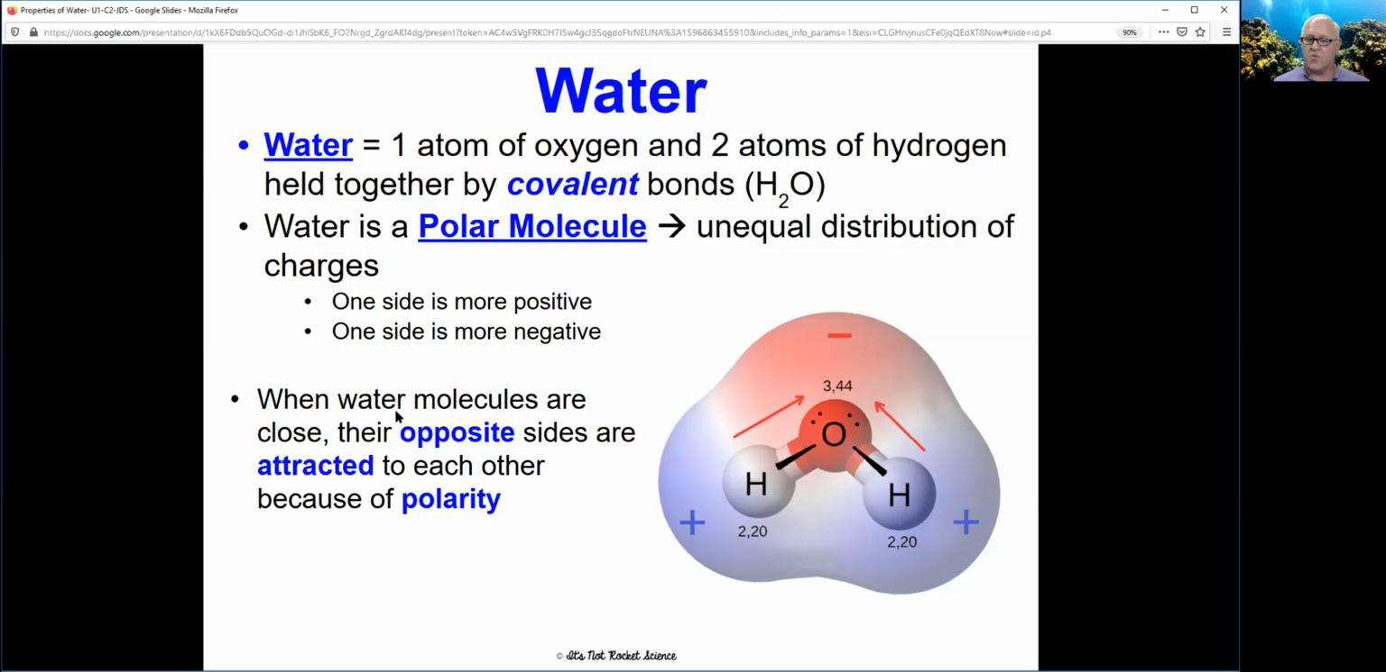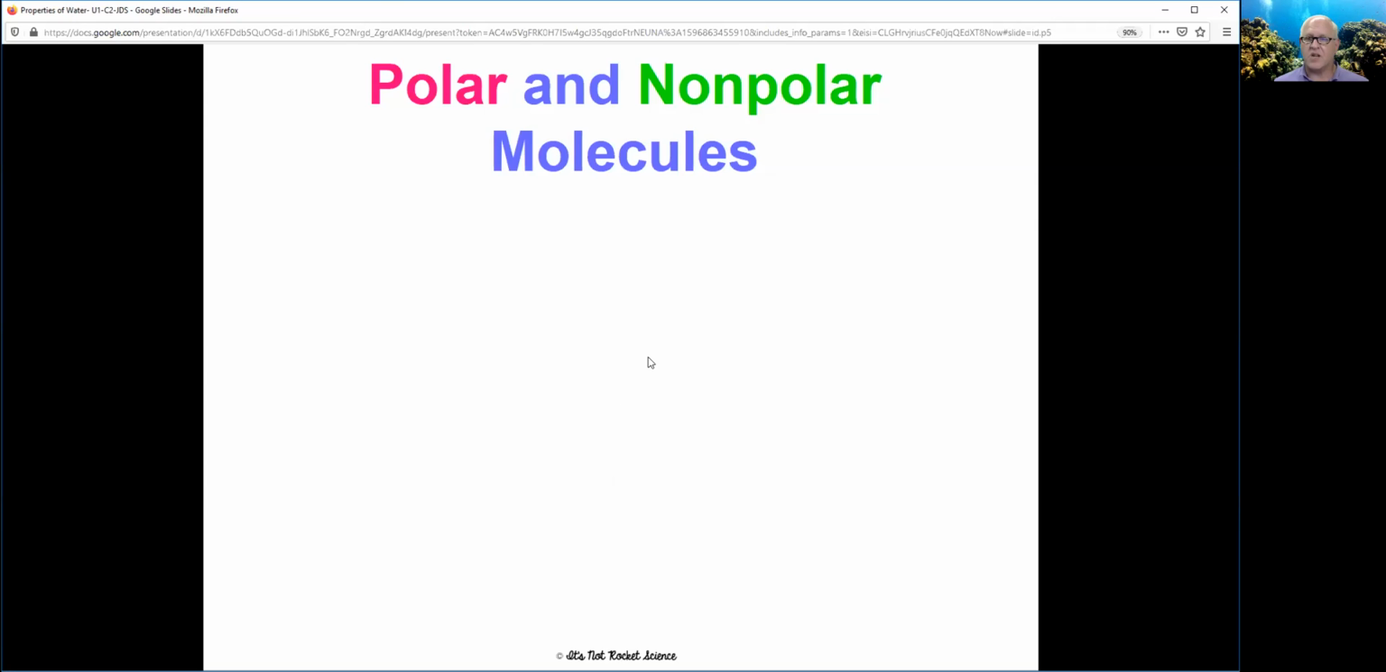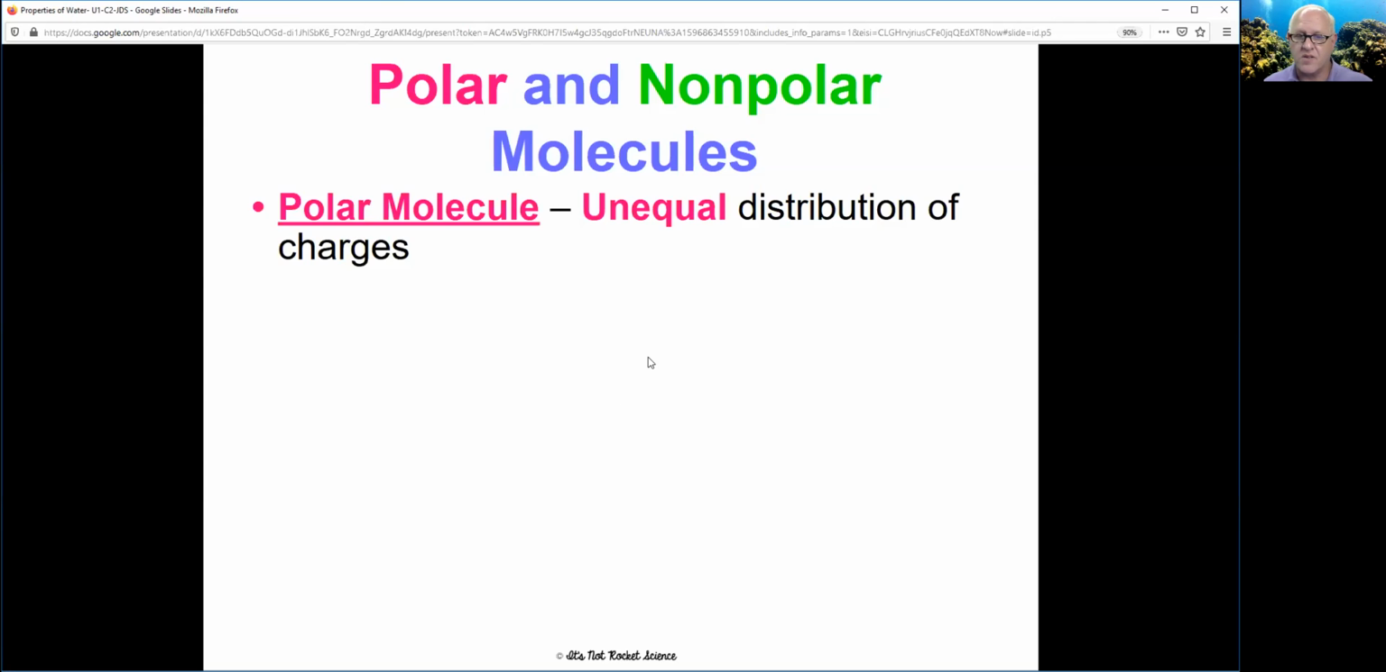So when water molecules are close, their opposite sides are attracted to each other because of polarity. This attraction between water molecules is responsible for most of the properties of water, which is what makes water such an incredibly unique molecule. Let's talk about polar and nonpolar molecules.